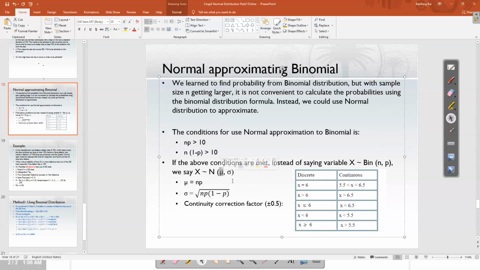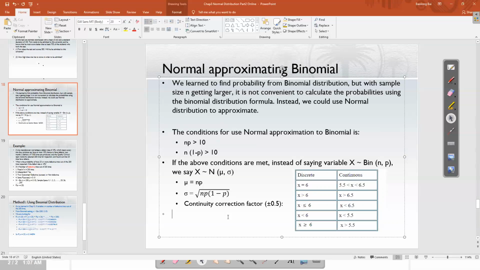But where do we get mu and sigma? From the binomial distribution calculation. Mu equals n times p, sigma equals the square root of n times p times 1 minus p, right? And then basically you have a normal distribution, you standardize, you look up on the z table, and that's it. That's a lot easier, right?